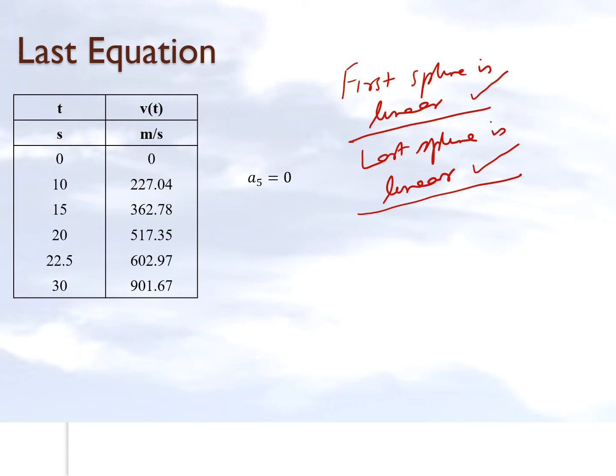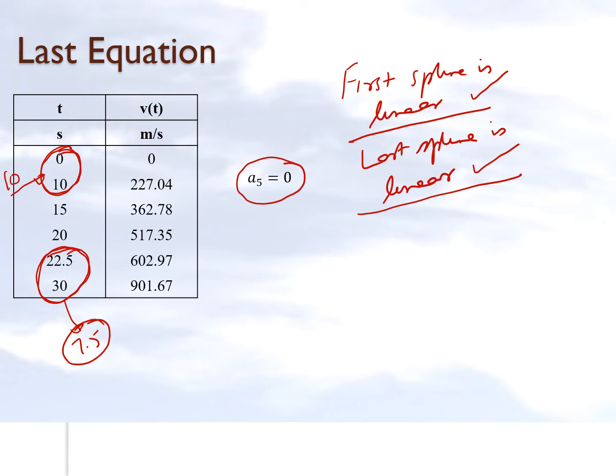We can already see that the difference here in the t values is 7.5, and the difference here is 10, so far as the distance between the 2 points is concerned. So it's better to choose the last spline to be linear, because the distance between the 2 last points is less than the distance between the first 2 points. That's why we chose a sub 5 equal to 0. That is, the last spline is linear.